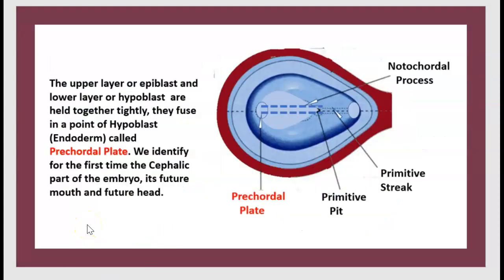The upper layer or epiblast and the lower layer or hypoblast are held together tightly. They fuse at a point of hypoblast called the prochordal plate. We identify for the first time the cephalic part of the embryo, its future mouth and future head. Notochordal process and prochordal plate.